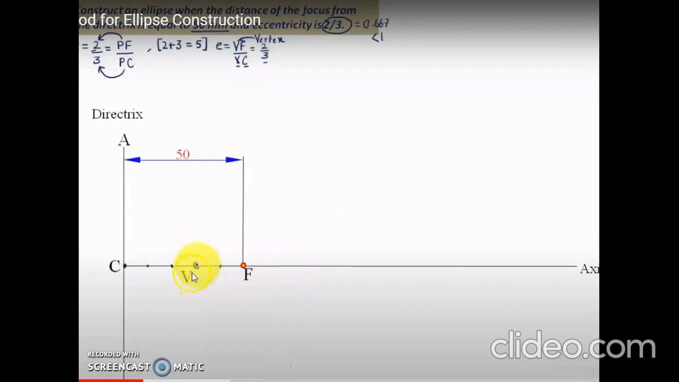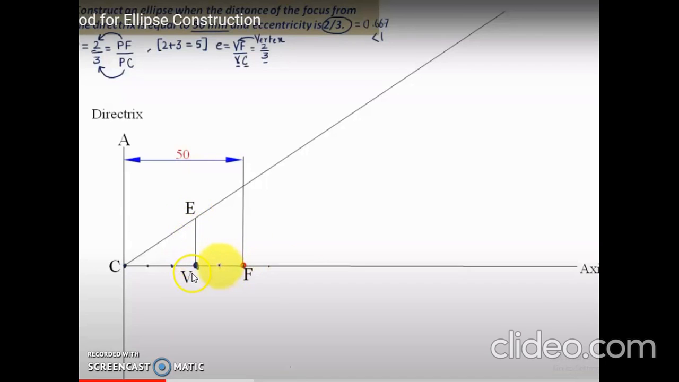From the vertex point, we need to draw a line VB. This is VB, this is not point E, so consider this point E as B. This VB should be equal to VF. What is the VF distance? 2 centimeters. From here to here is 1 centimeter, and 1 more centimeter, so 2 centimeters. So VF is equal to 2 centimeters, which means VB also is 2 centimeters.